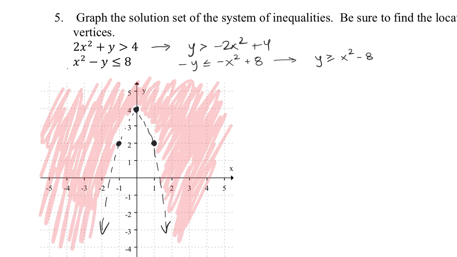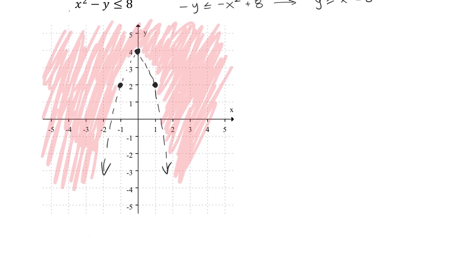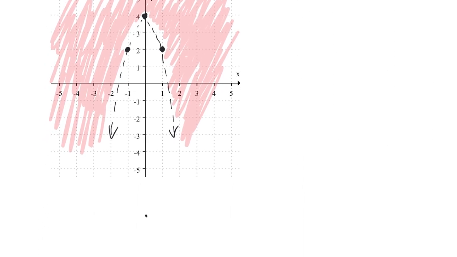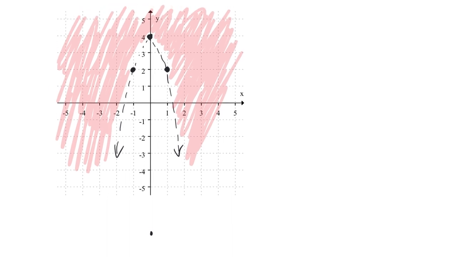Okay, for the next parabola, it's moved down 8 units, but it's facing up. So the vertex is down at 0, negative 8. If we plug in x equals 1, 1 squared is 1, 1 subtract 8 is negative 7. So when x equals 1, y equals negative 7. And since it's an equal to inequality, it's a solid line.